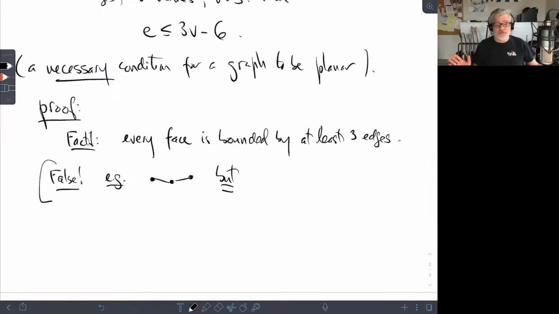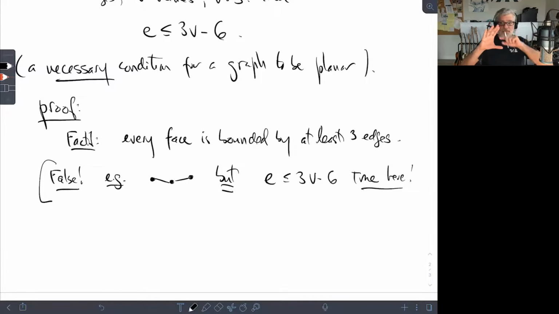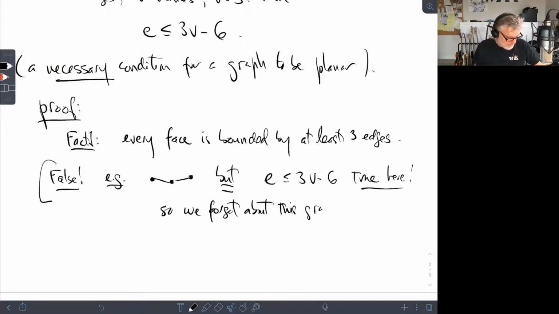However, the inequality is true for this graph, so I can just forget about this guy, because e less or equal to 3v minus 6 is true here. There are 2 edges, and 3v minus 6 is 9 minus 6 is 3, right? So it's true here. So we're going to forget about this only counterexample to our fact, and any other graph, this will be true, because either you have a bounded face and then the cycle has to have at least 3. So we forget about this graph. It's done.